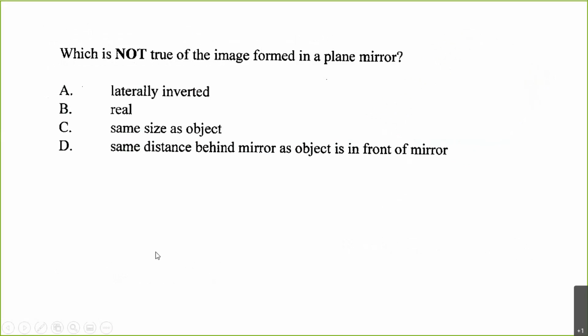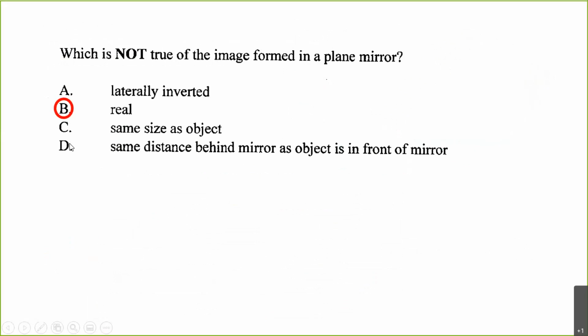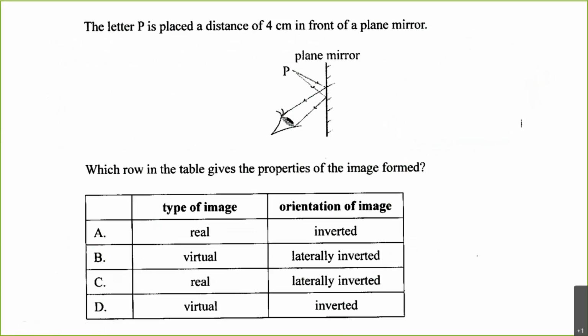Quick review. Tell me which one of these is not true about the image formed in a plane mirror. B. Awesome. B still is not true. Behind the mirror. What about the acronym? Get this one. The acronym PLANE: Proper lane is very uptight, so don't start shouting.